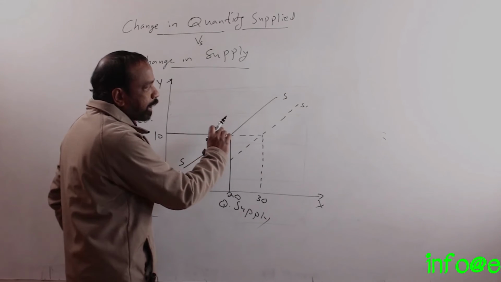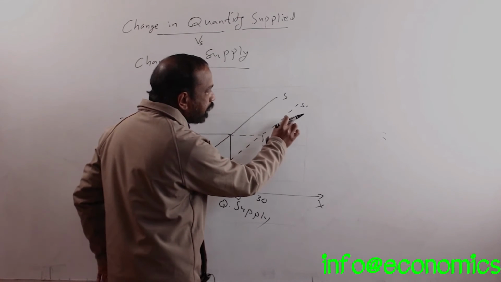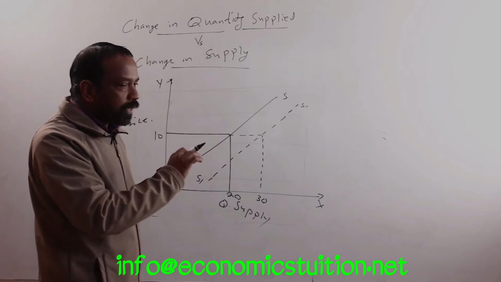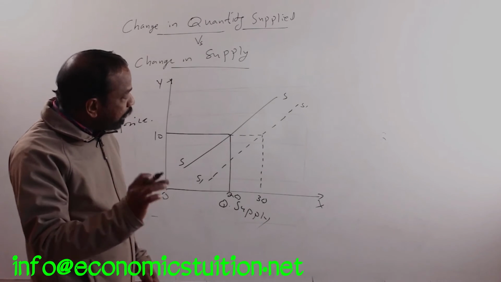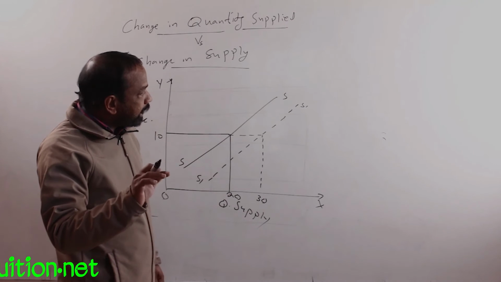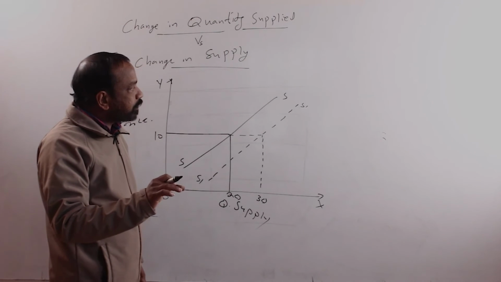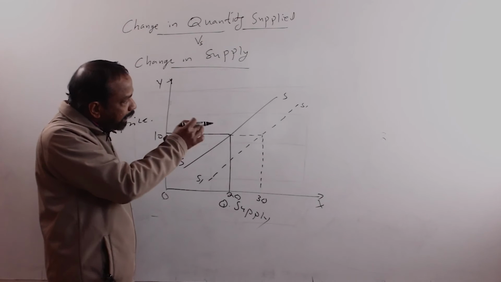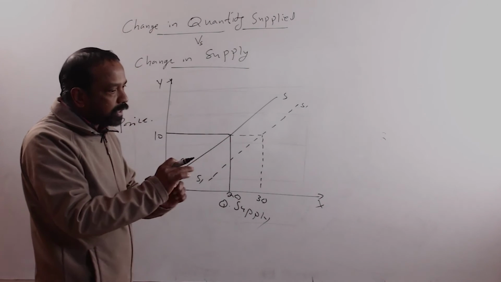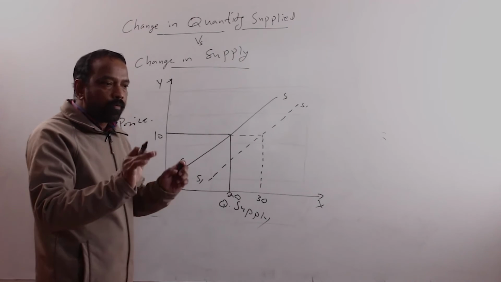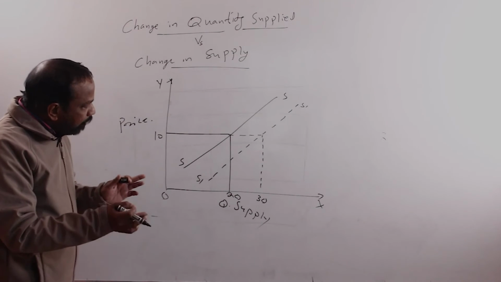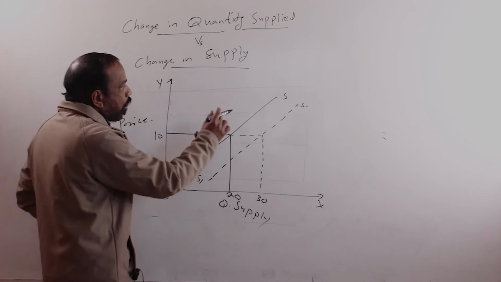Now, another term we can use: supply curve shifts rightward. I use rightward because in the case of demand we are using rightward. In the case of demand, increasing demand means the demand curve shifts upwards. But in the case of supply, the supply curve shifts downwards. But if you use rightward, in both cases we are using the same terminology, rightward. That's all. Now, the supply curve is going to shift upwards or leftward.